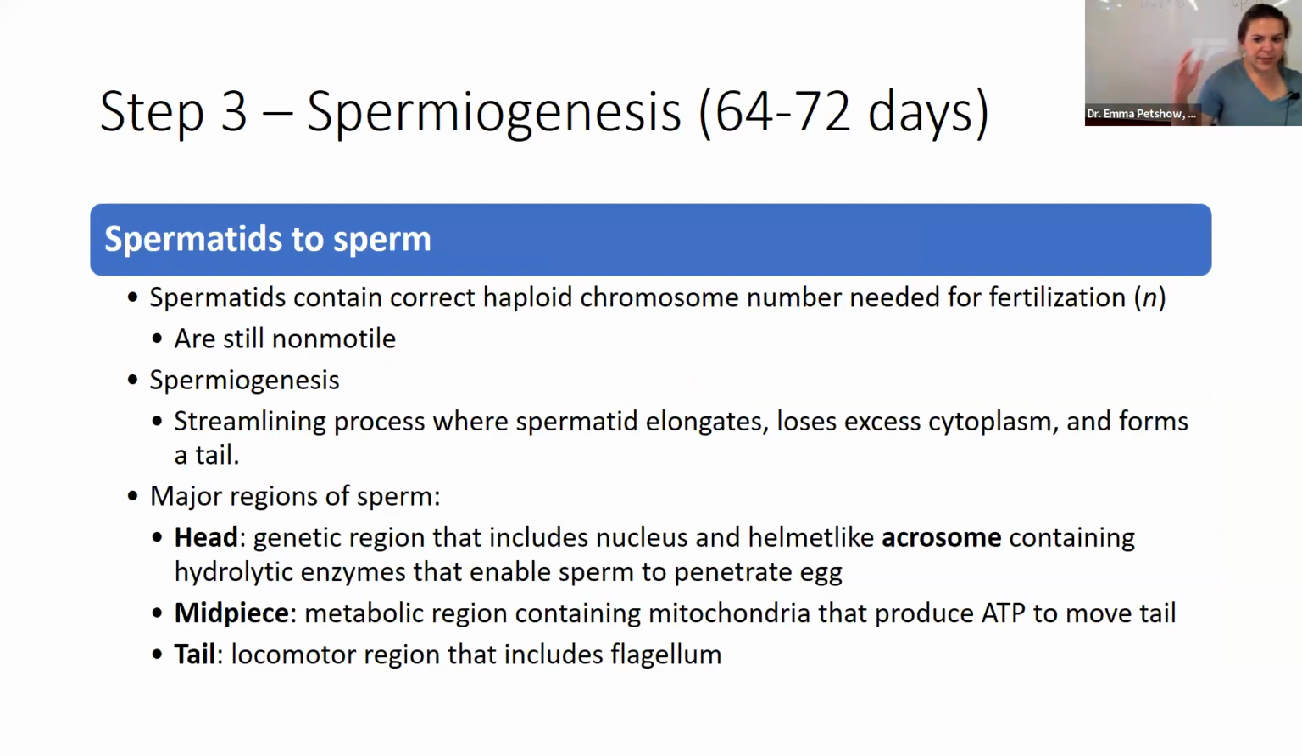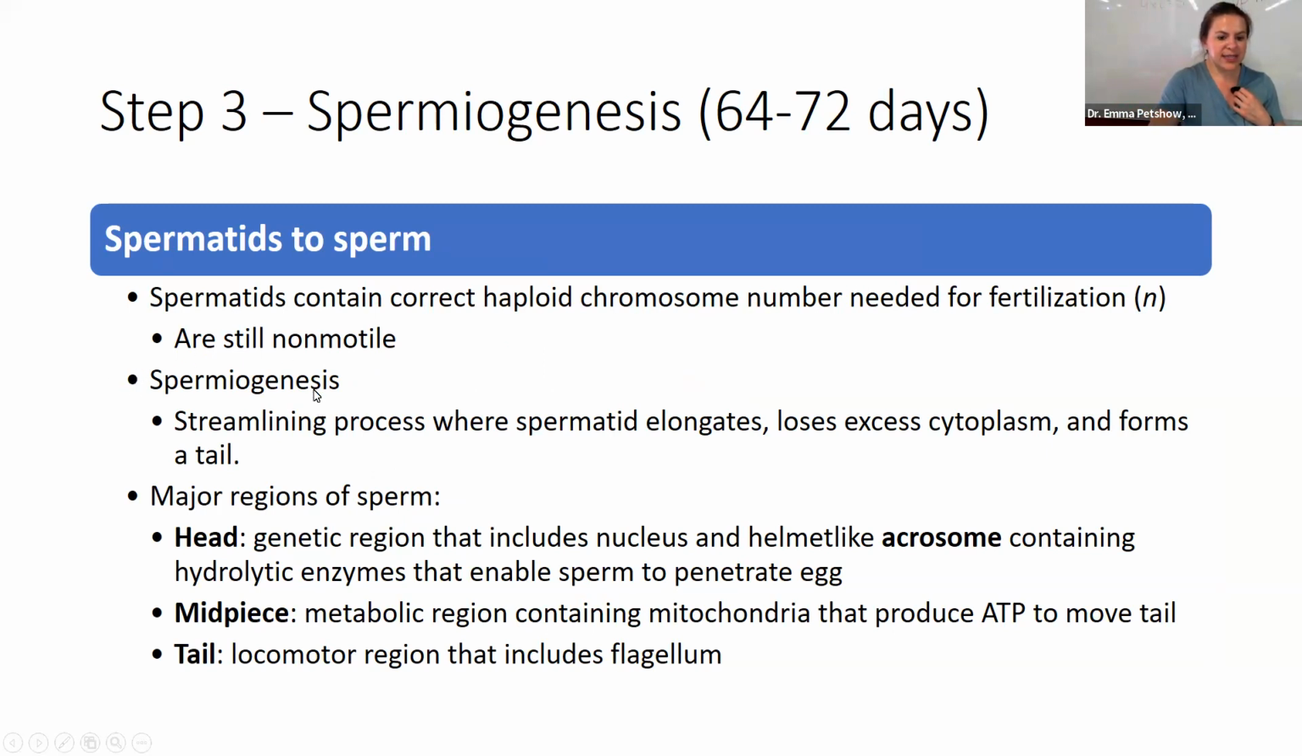And then there's step 3. This is the longest step. It takes 64 to 72 days, so a little over 2 months. This is where we get spermatids to sperm. This is the maturation of spermatids, or the maturation of sperm. Spermatids contain the correct haploid chromosome number. They are haploid, 1N. They are non-motile at this stage.